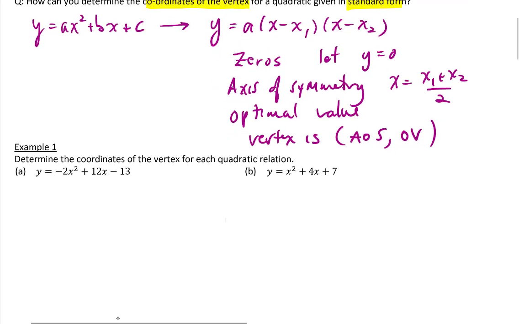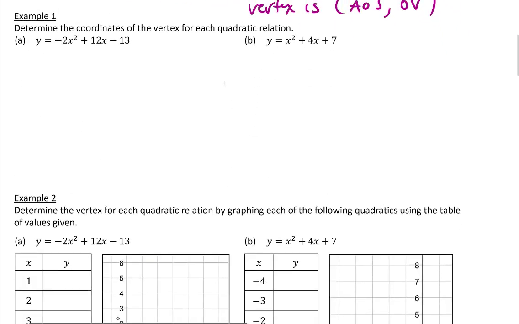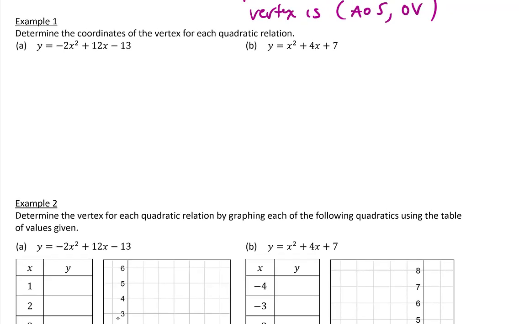So let's go through our first example here. Determine the coordinates of the vertex for each quadratic relation shown here. Step 1, we need to factor this expression. Let's start by common factoring, and the only common factor here is the negative. So we're left with 2x squared minus 12x plus 13. To factor this expression, we need two numbers that multiply to a times c, which gives us 26, and add up to b. Our b is our middle term there, and that is negative 12.